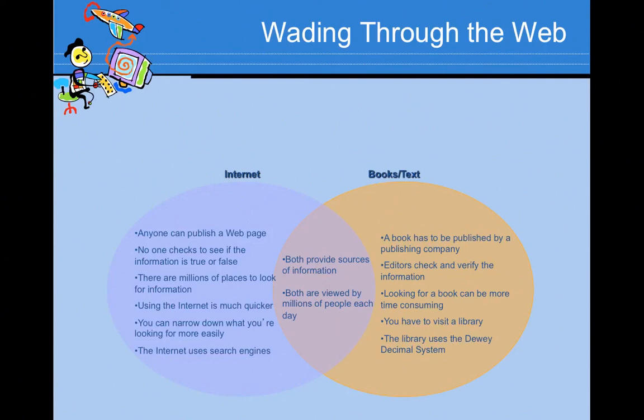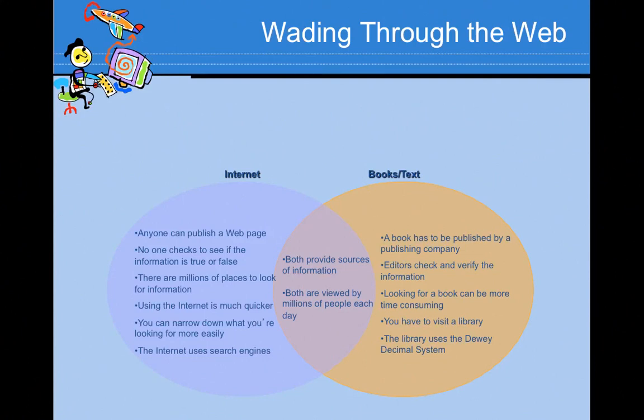A good thing about the internet is that there are millions of places to look for the information. Using the internet is going to be much faster than going to the library and looking through a bunch of books. You can narrow down what you're looking for more easily. And the internet uses search engines, which are very helpful in trying to organize your information and your thoughts.